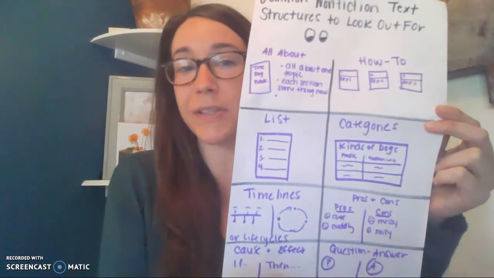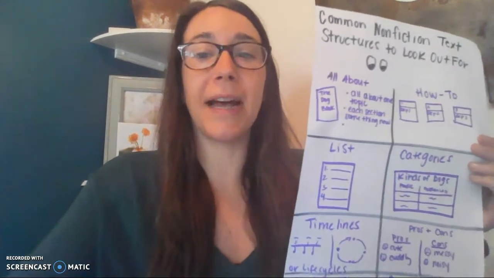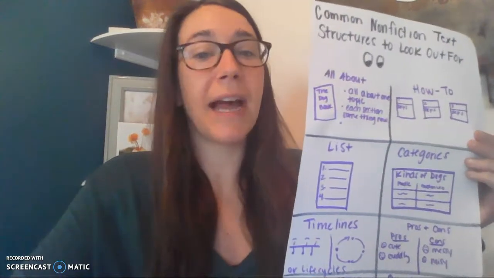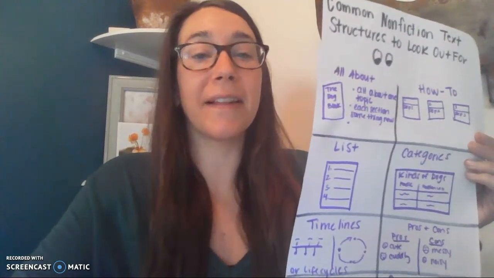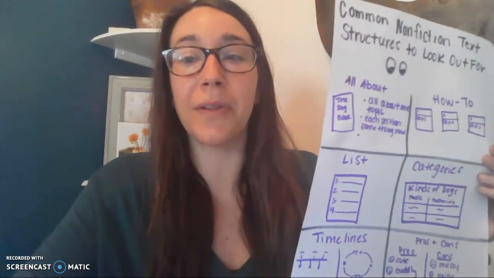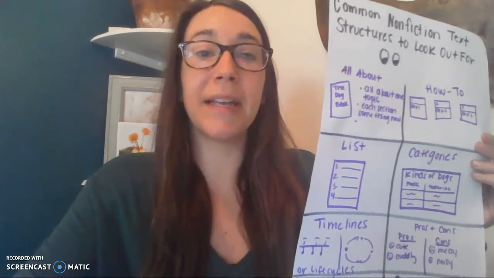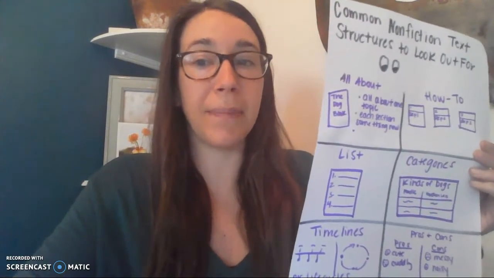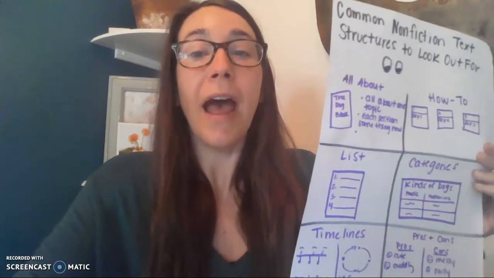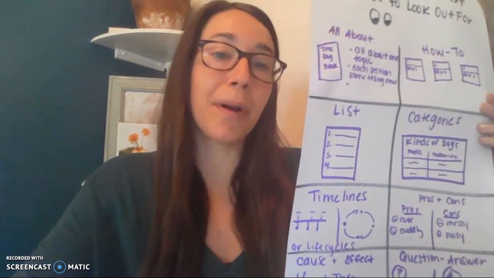The next one we're going to focus on is the timelines or life cycles. Books that use a timeline or life cycle text structure might be something like The Life of Abraham Lincoln or Martin Luther King Jr. These books would teach us what Abraham Lincoln did throughout his life. For example, what he accomplished before he was a president and while he was a president. A life cycle book would teach us the life cycle of an animal or a plant.